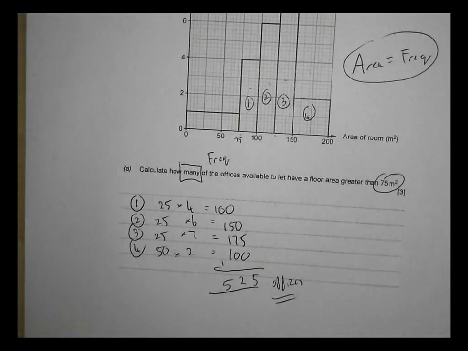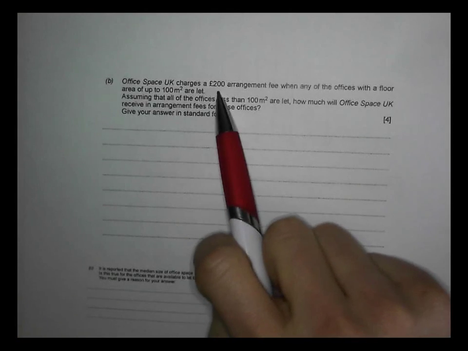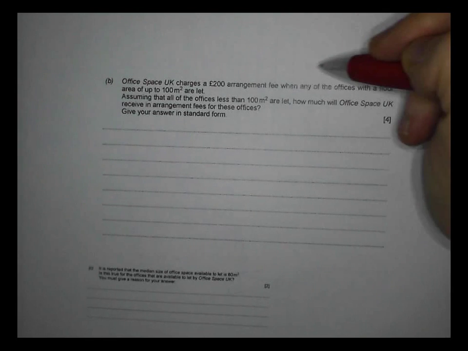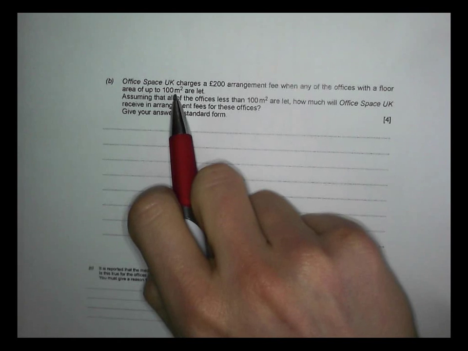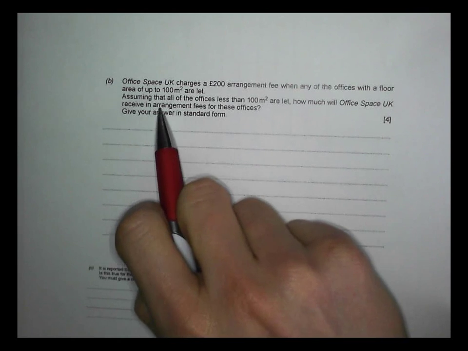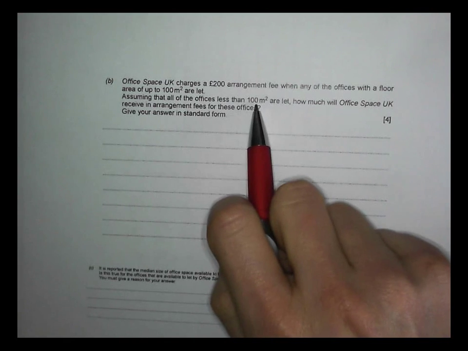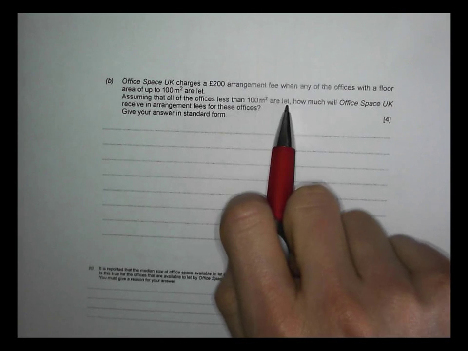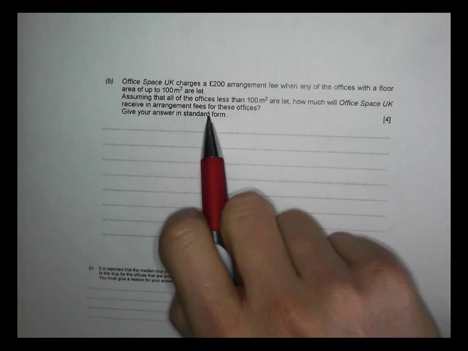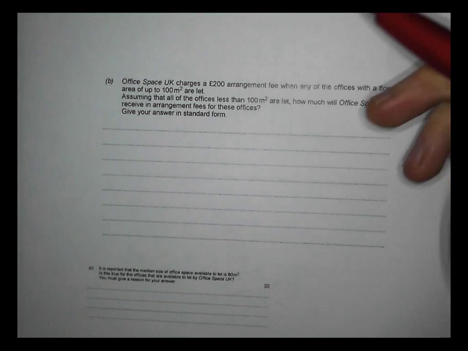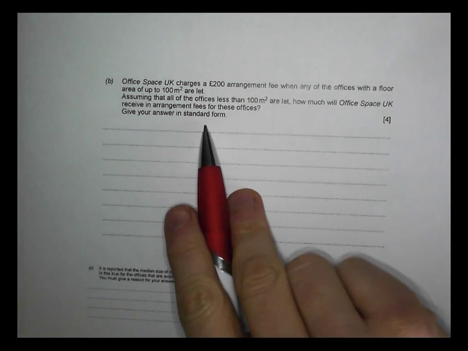Is there a part B? Yes, there is. Let me just grab it. Let's have a look here. 4 marks. Are they going to try and mess us up here? Office Space UK charges £200 arrangement fee when any of the offices with a floor area of up to 100 metre squared are let. Assuming that all the offices less than 100 metre squared are let, how much will Office Space get in arrangement fees for these offices? Give your answer in standard form.